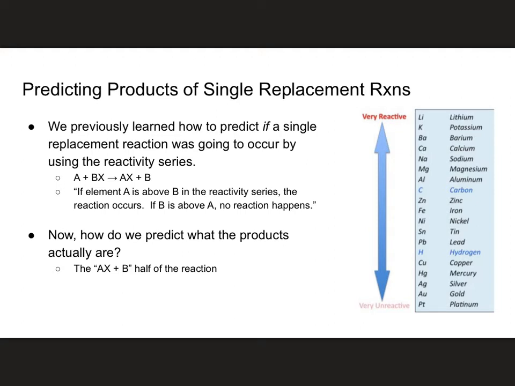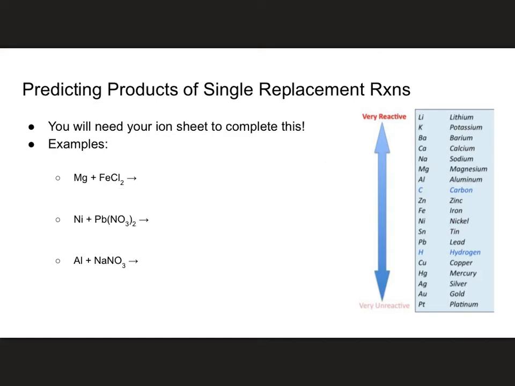So, if you recall, the generic formula is A plus BX yielding AX plus B, and our statement was that if element A is above B in the activity series, the reaction occurs, and if B is above A, then no reaction happens. That was how we determined whether this was going to occur or not. So the question becomes, how do we actually predict the second part of this? How do we actually predict the AX plus B part of it? We know it's going to happen, so how do we know what the products are going to be?